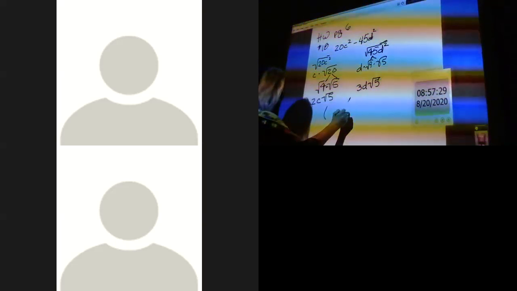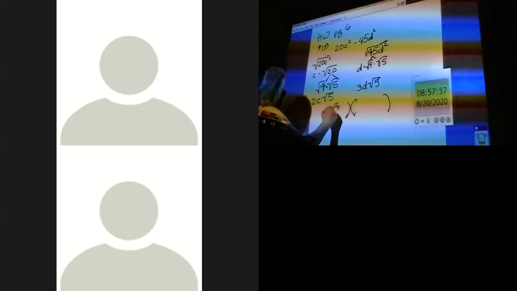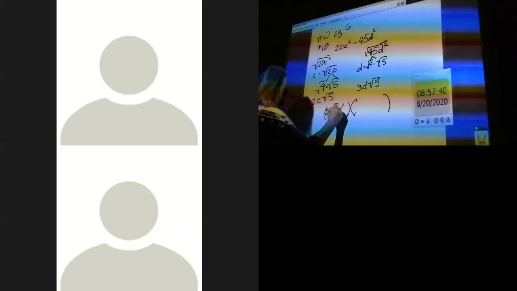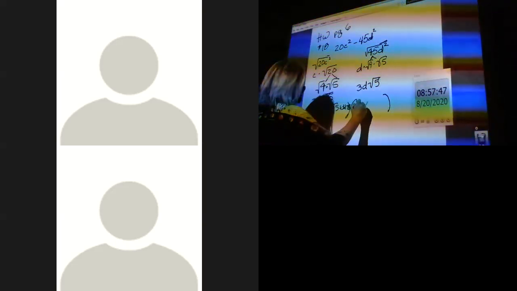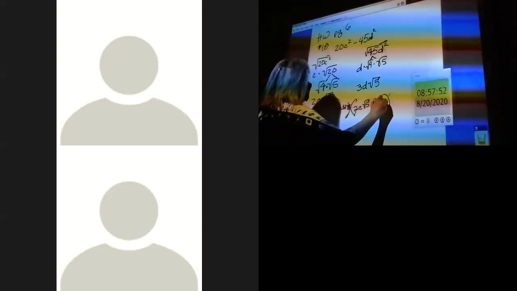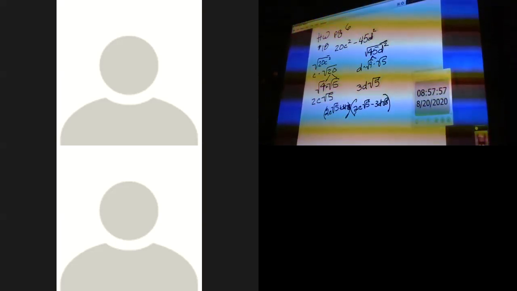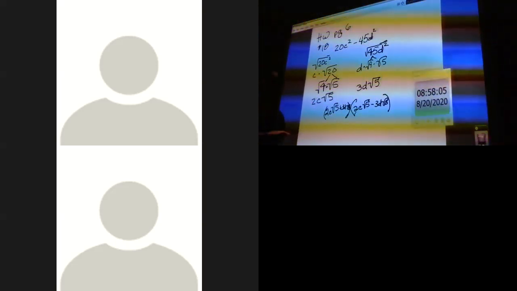So then when you put it back into your difference of squares factors, you've got 2c times the square root of 5 plus 3d times the square root of 5, and then you've got 2c times the square root of 5 minus 3d times the square root of 5. Okay, so here's another question. Do you have a greatest common factor that you could factor out in there?